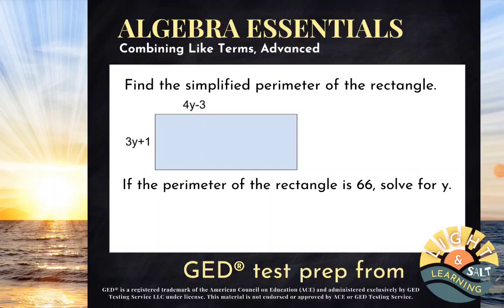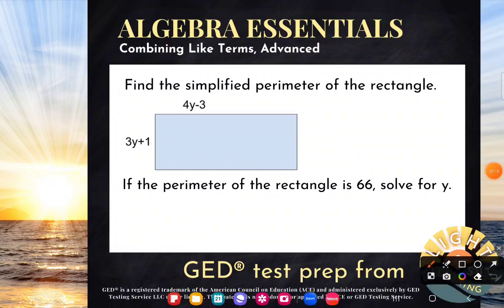Hey, algebra students, super excited to do this example with you. Let's take a look. It says find the simplified perimeter of the rectangle. And you might be thinking, Kate, why are we even doing this? Perimeter is easy. I don't really need your help with this.